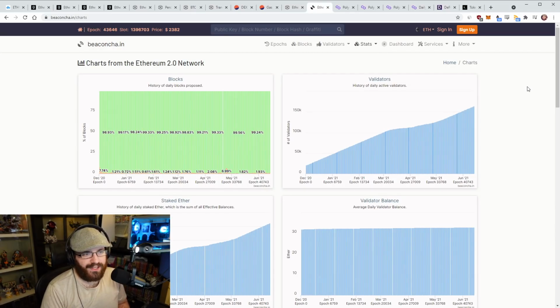All right, time to take a look at some ETH2 network stats. So the validators kept increasing. You can see here we're now at 164,000 validators. That's because we now have over 5.2 million ETH being staked here, which is really, really cool.